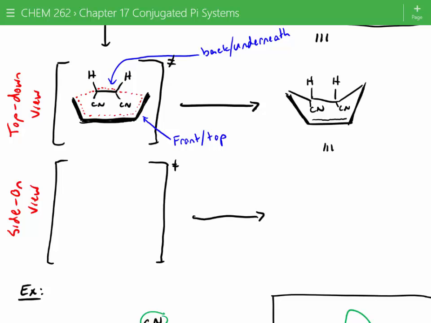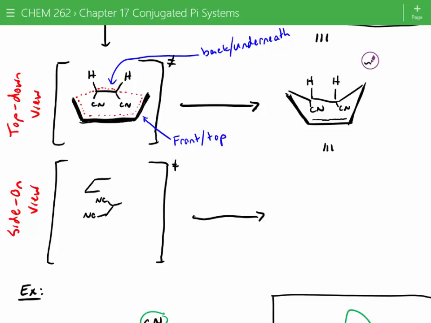Let's try to draw a different view so that we can make more sense of this. This one I'm going to do as a side-on view. It's kind of cheesy, but I think of it as a spaceship. So our diene is on top, and our dienophile is on bottom.